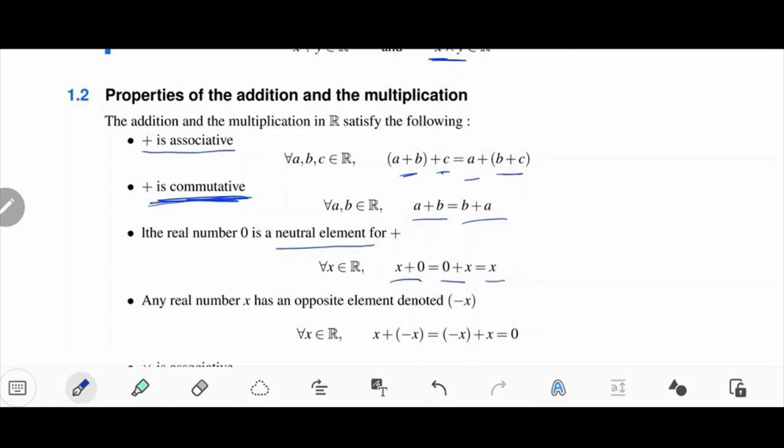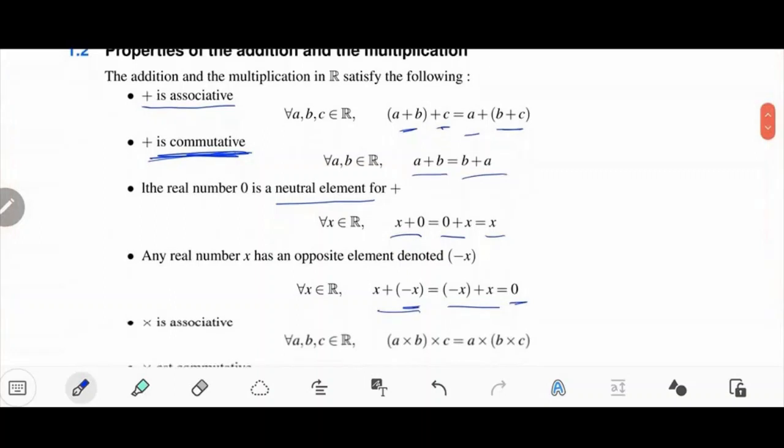Also, we would like to find if x has an opposite, which is the case. An opposite number is a number that, if you add it to the original number, the result will be 0. And that's also true, because any real number, you can add to minus itself, and it will give 0. And on both sides also, because the law is commutative. So this is the structure of R equipped with the plus law, or the binary operation plus.